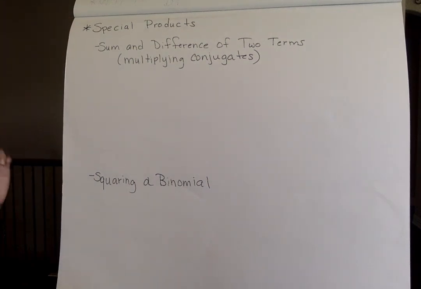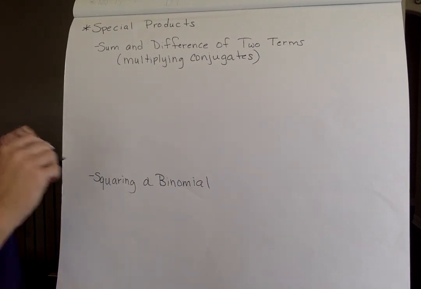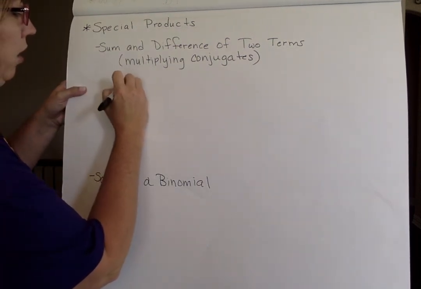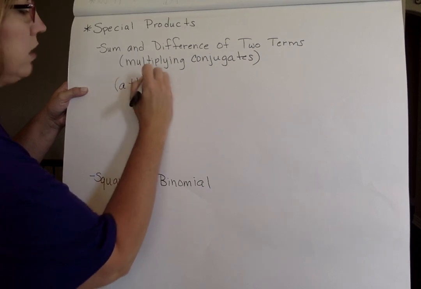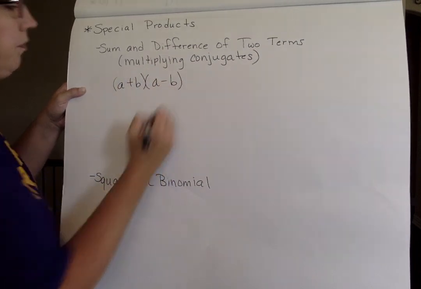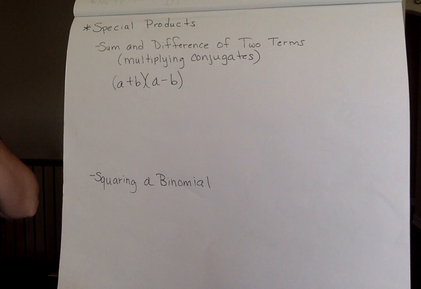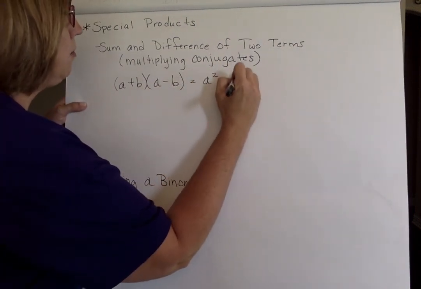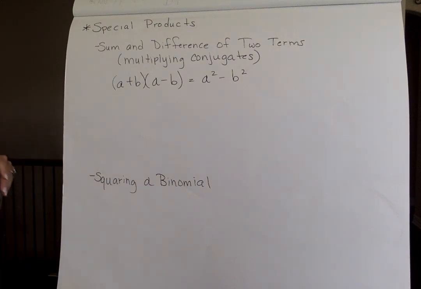Sum and difference of two terms, basically multiplying conjugates. We talked about this last week, I think it was, with rationalizing denominators. It says that a plus b times a minus b is a squared minus b squared, or the difference of two squares.